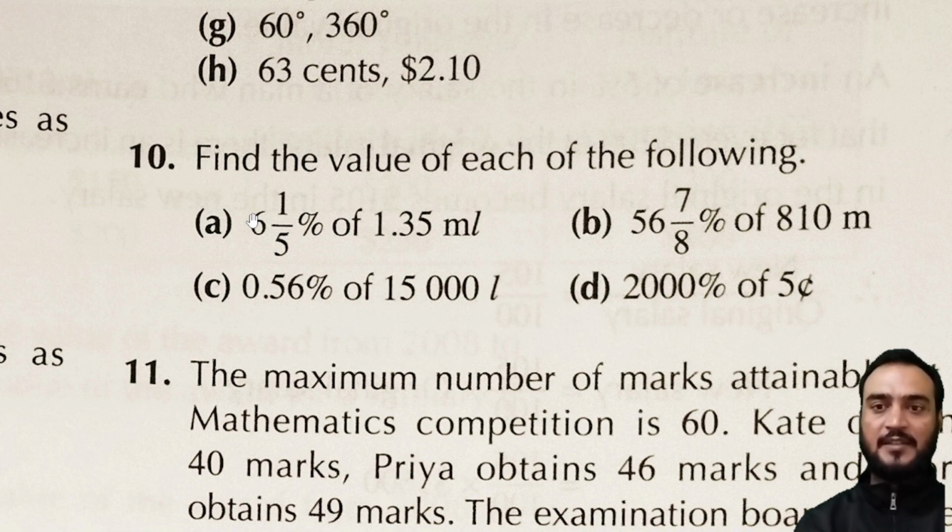I am solving exercise 8A from the O level mathematics D1 syllabus, and this chapter is percentages. In my previous lecture, I solved the first 9 questions of this exercise. Now today, I am going to solve question number 10. Question number 10 is: find the value of each of the following. 6 into 1 over 5% of 1.35 milliliters, and similar to that there are four parts of this question. So let us solve this question.